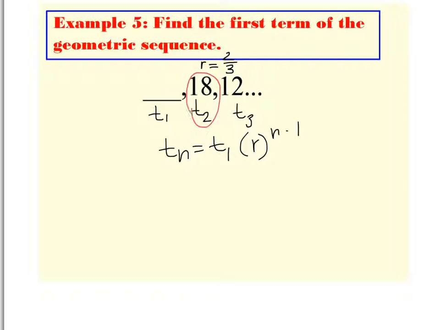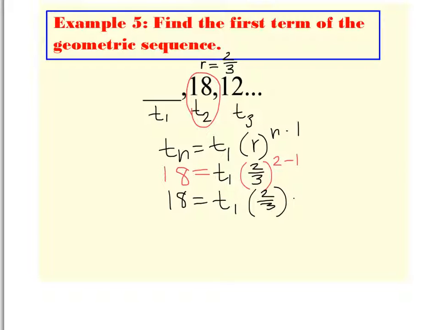Let's take T2. So when T2 is 18, when n is 2, and then we know that our r is 2/3. Now the only thing we don't have is our T1. So this becomes 18 equals T1 times 2/3. To get T1 by itself, I just multiply on both sides by 3/2. So that cancels. And then 18 times 3/2 gives us our first term of 27.